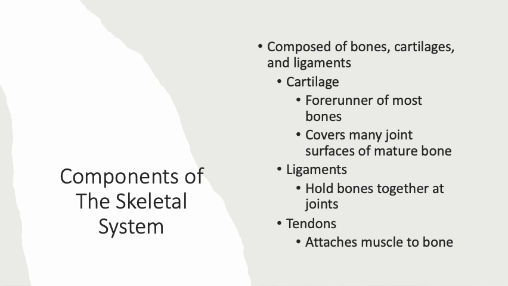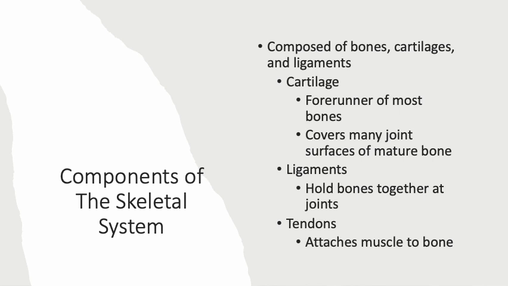So cartilage is the forerunner of most bones, meaning it's like pre-bone. It is made before bones. And it's very flexible. It's thinner and softer than bone. It covers many joint surfaces of mature bone, and it's in areas where we need flexibility, such as our rib cage or our nose. It's smoother than bone, so in areas where bone might articulate with another bone or rub, a lot of those areas are covered in cartilage because it allows for a softer, articulate surface.